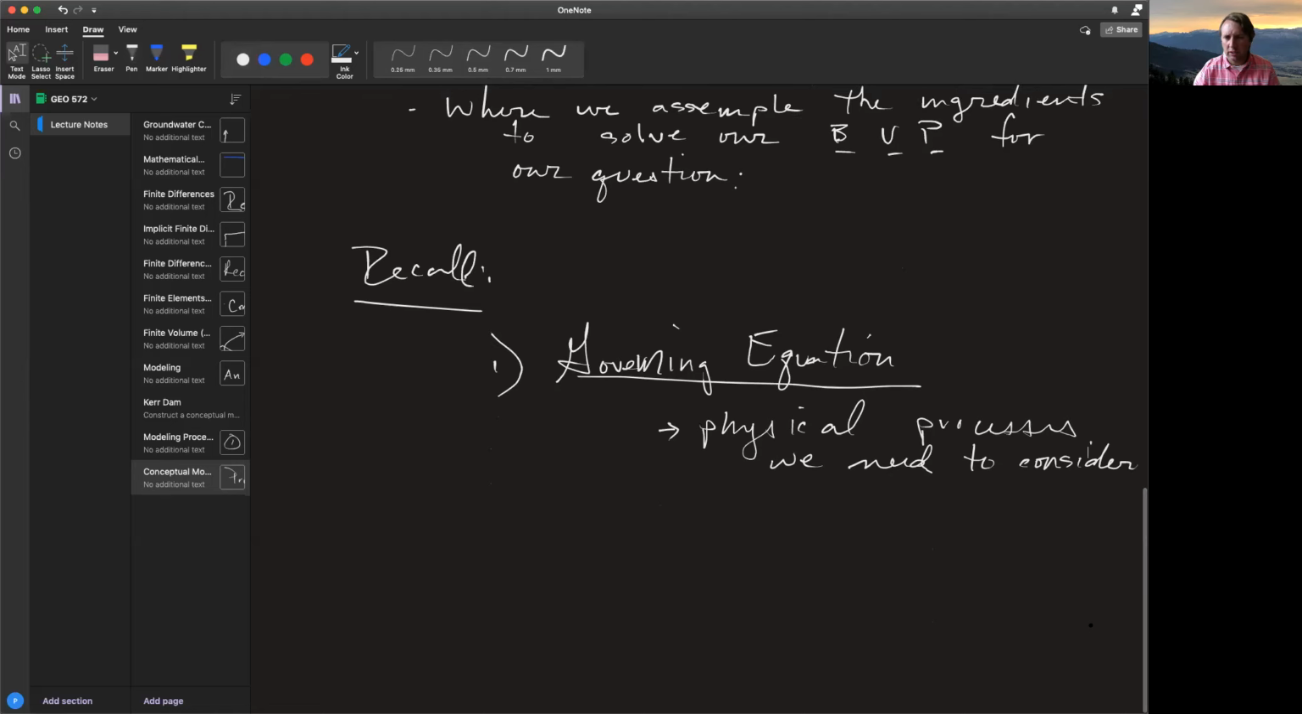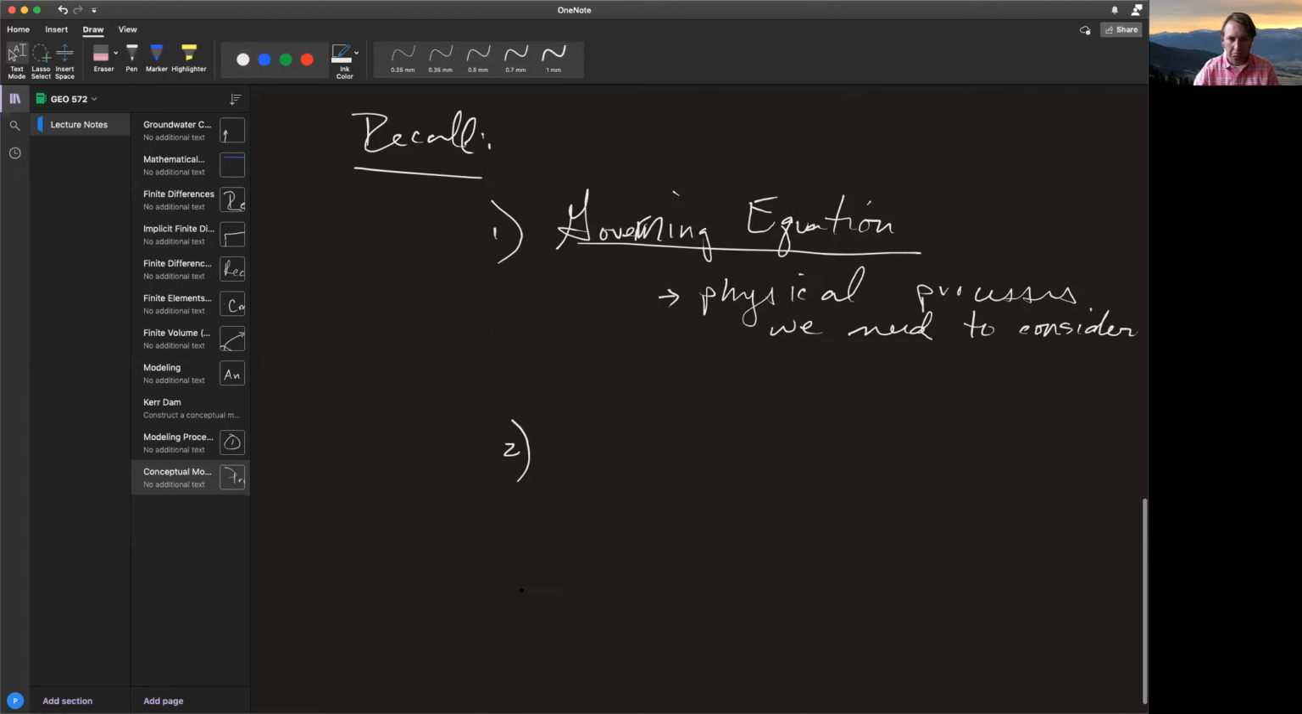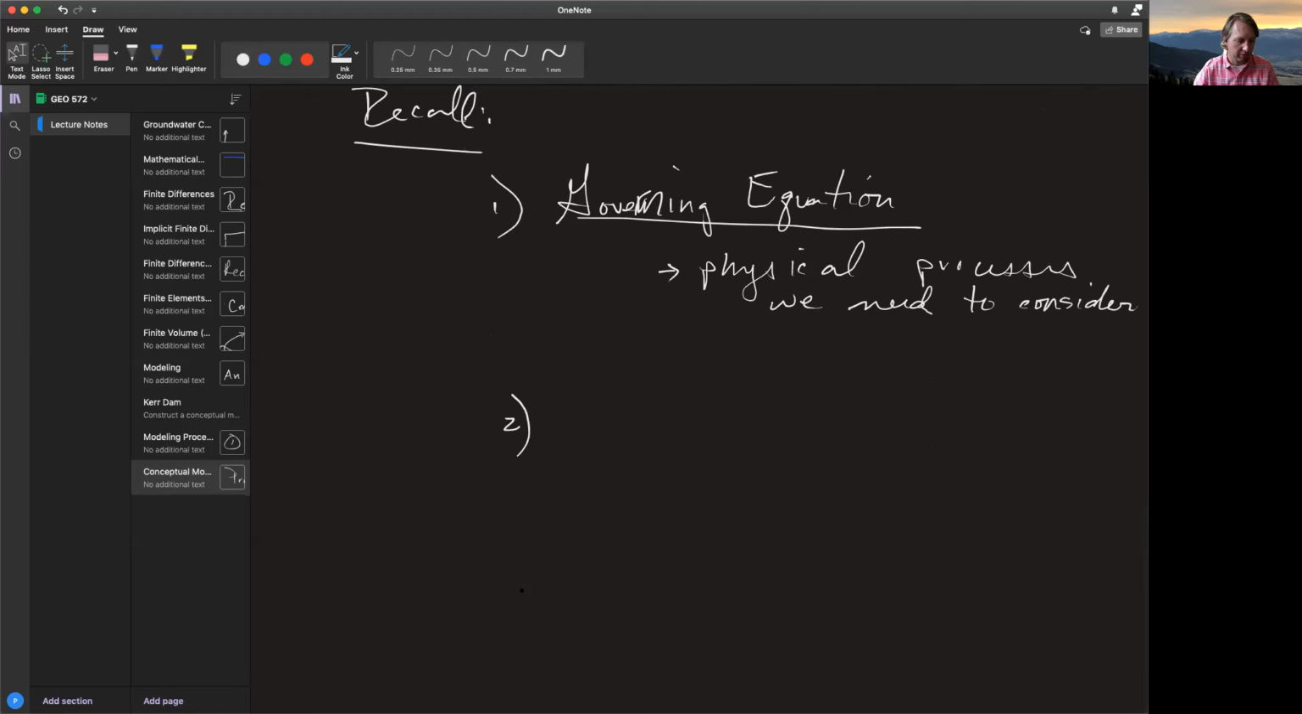At the conceptual level, we're thinking about what processes are important. What are the physical things that we need to be able to take into account in order to answer the question? We use those to derive the applicable equation. And so it's here where we decide what processes we need to take care of.